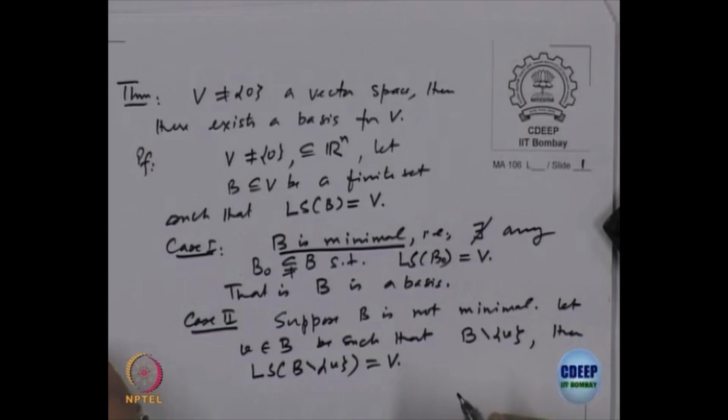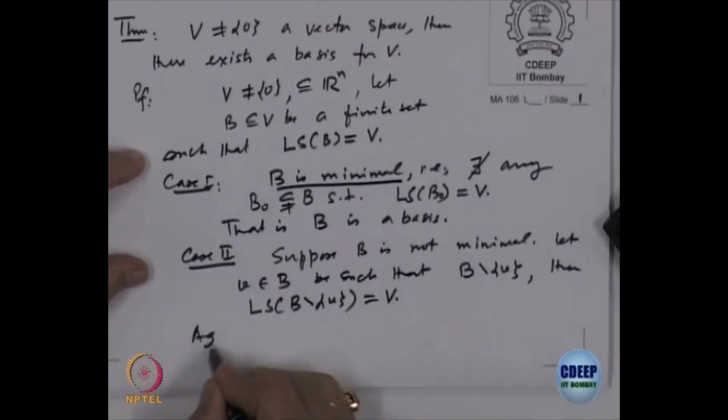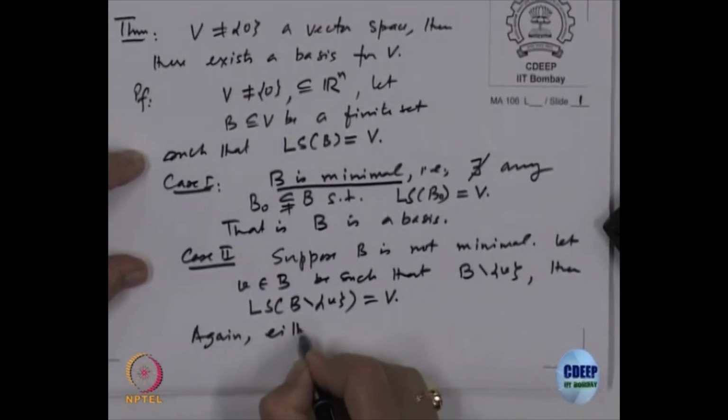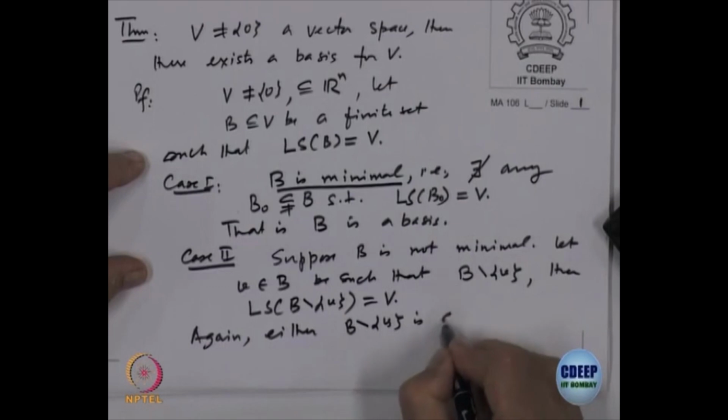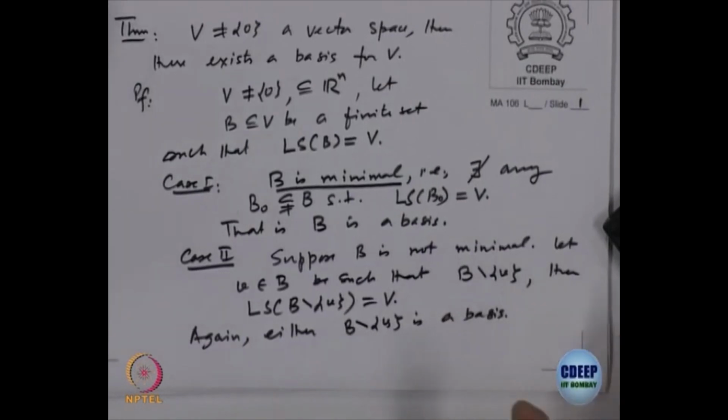If it is not minimal, then at least one vector is redundant, we can remove it, it is not required. So, let us say that a vector V, which is in B, is not required. Right. So, it is not required, that means what? B minus that vector should give me everything. Right. So, again two possibilities: either this B minus V is a basis once we have removed that one vector which was not required. So, one possibility is after removing one vector it becomes a basis.